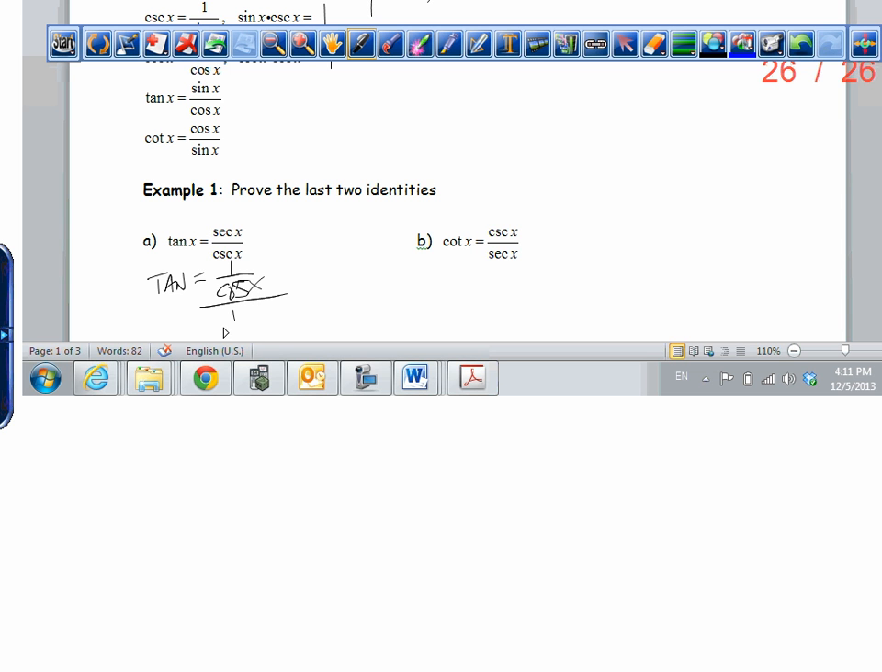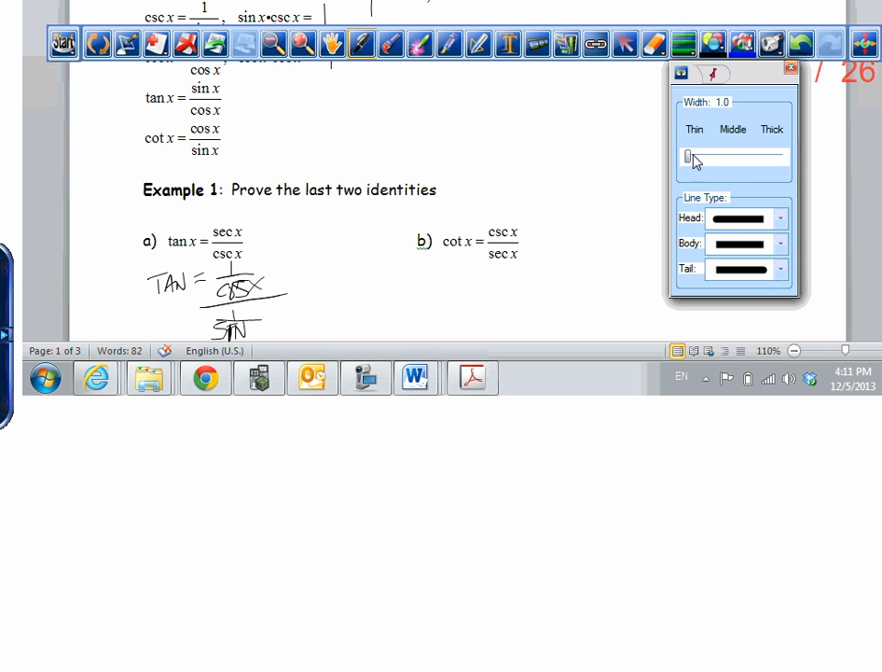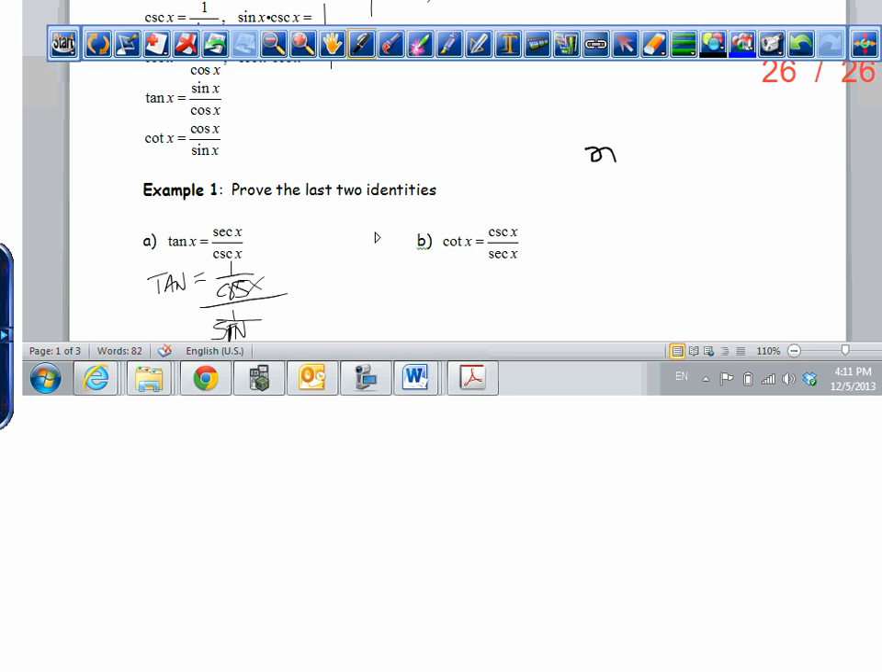Or sorry, cosecant is 1 over sine, not secant. Good grief. Struggling today. Okay, I'm going to pen just a little thicker. Okay, good. So I got 1 over cosine x times sine x over 1.